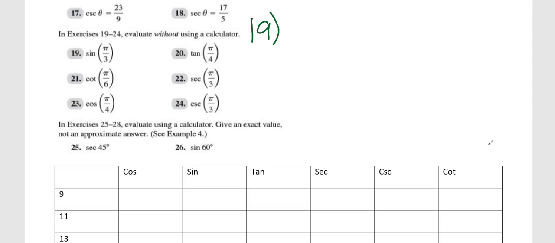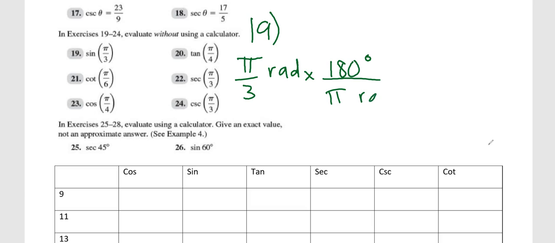Number 19. Okay, so at this point, you guys are not very good with your radian measures. So I think it would be smart of you to convert this to degrees. So pi over 3 radians. How do I convert that to degrees? What do I multiply by? 360 or 1 over 360. 180 over pi. Yep. I figured you meant pi radians, so yeah.